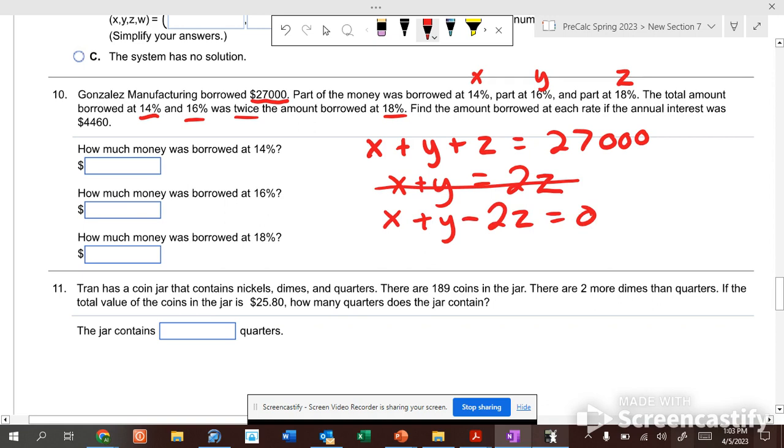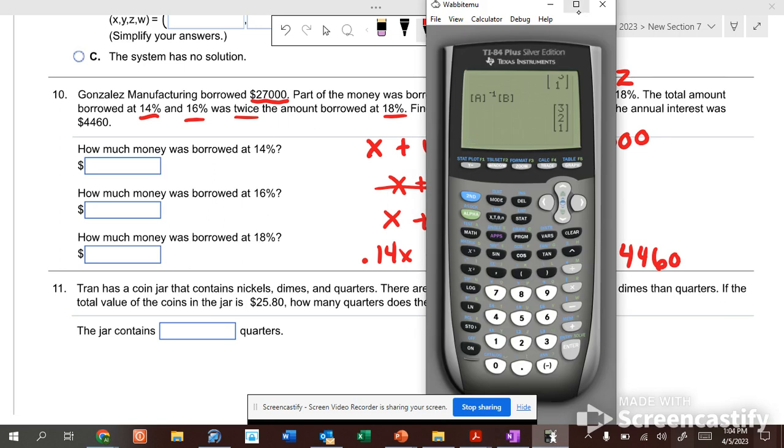So now I have 2 equations. I need 3 equations because it needs to be a 3 by 3 matrix, right, Reese? So my third equation will be 0.14x plus 0.16y plus 0.18z, because that's the amount of interest involved, equals the total amount of interest, which was $44.60.